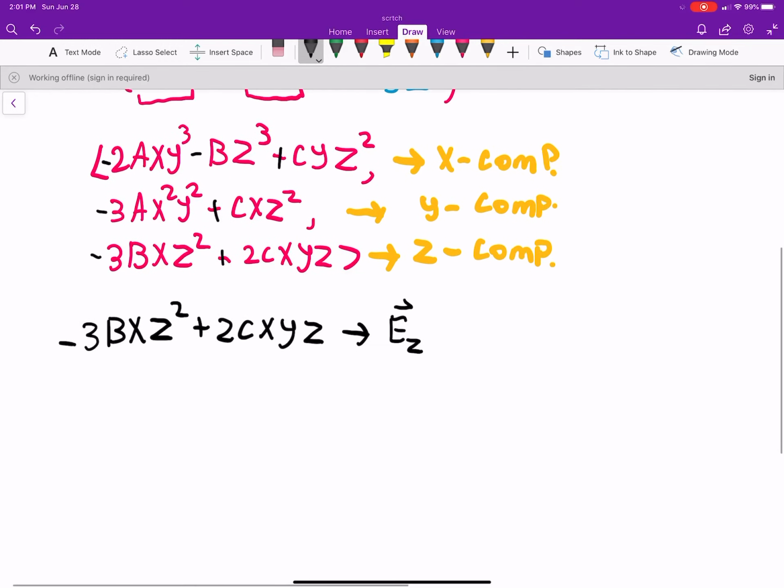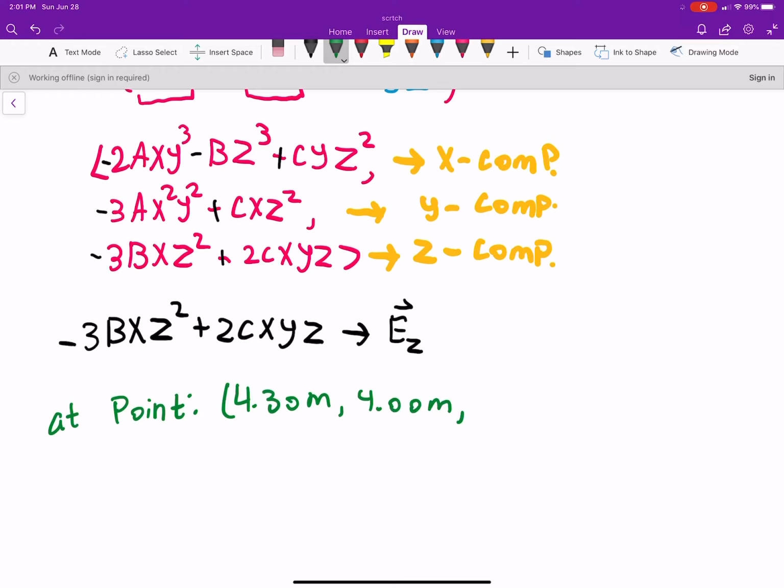And they give us what a, b, and c are equal to. And then it wants to know at the point, so at point .30 meters, 4.00 meters, and 2.90 meters. And this is just like your x, your y, and your z. So you can plug those in for x, y, and z, and then they give you a, b, and c. All you have to do is plug those numbers in, and you'll get the E field in the z direction.